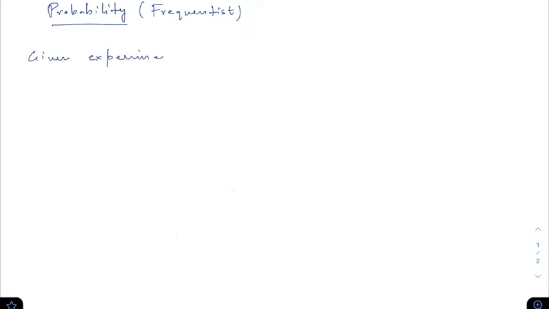So in probability, we usually discuss in terms of experiments, outcomes, and so on. So let's say we have a given experiment which has a certain number of outcomes or events.